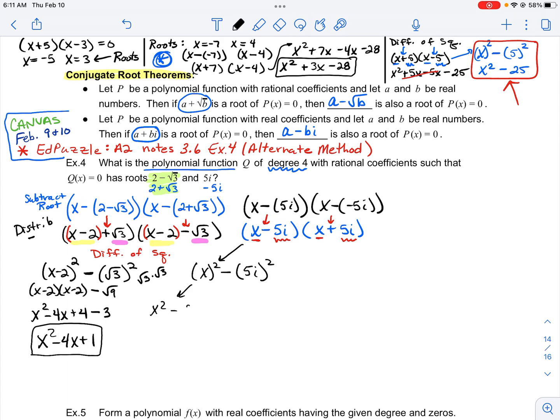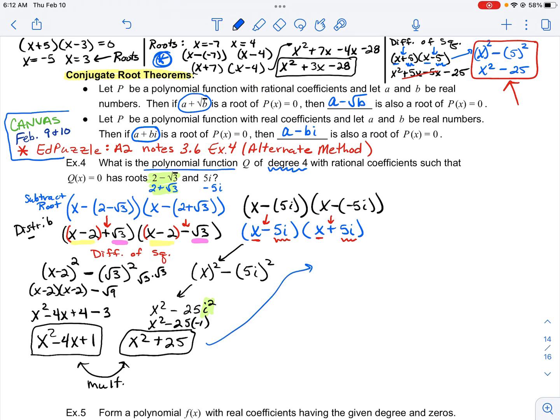x squared minus 25i squared. Maybe some of you are starting to recognize this i squared in here. This is going to give us x squared minus 25 times negative 1, which is going to give us x squared plus 25. And here is our second piece. And now we're going to take both of these and we're going to multiply. Once we have those all multiplied together, we will have our final result. We'll have the polynomial that we would have started with.